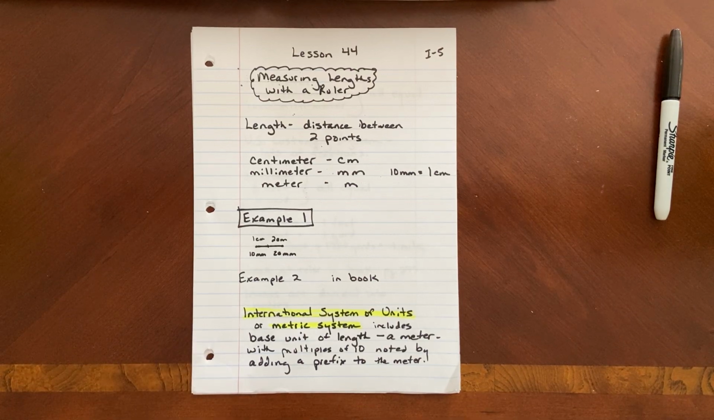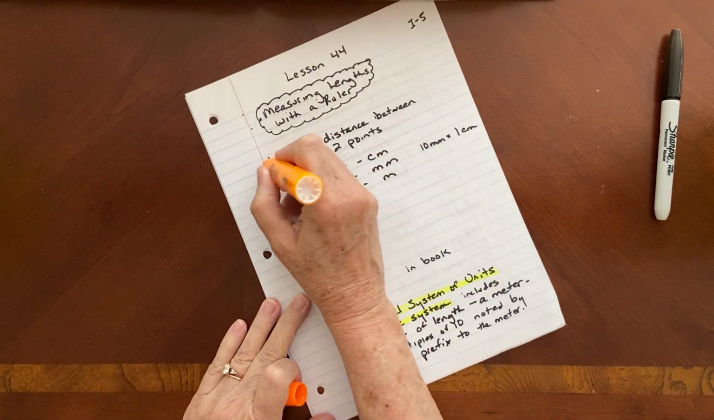This is lesson 44, measuring lengths with a ruler. So length is the distance between 2 points. So I can go ahead and highlight that since that's a definition.